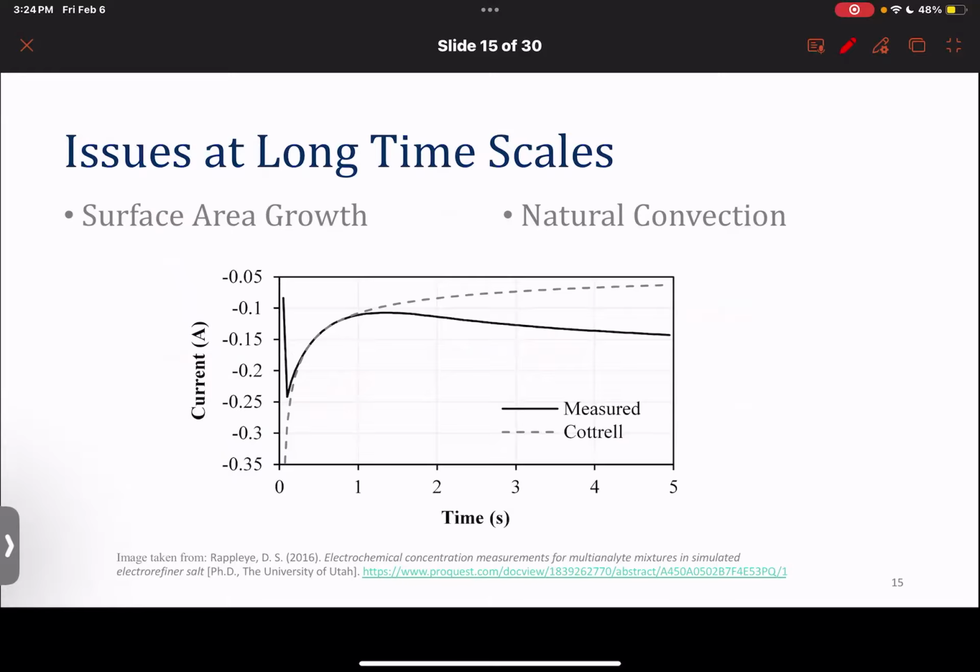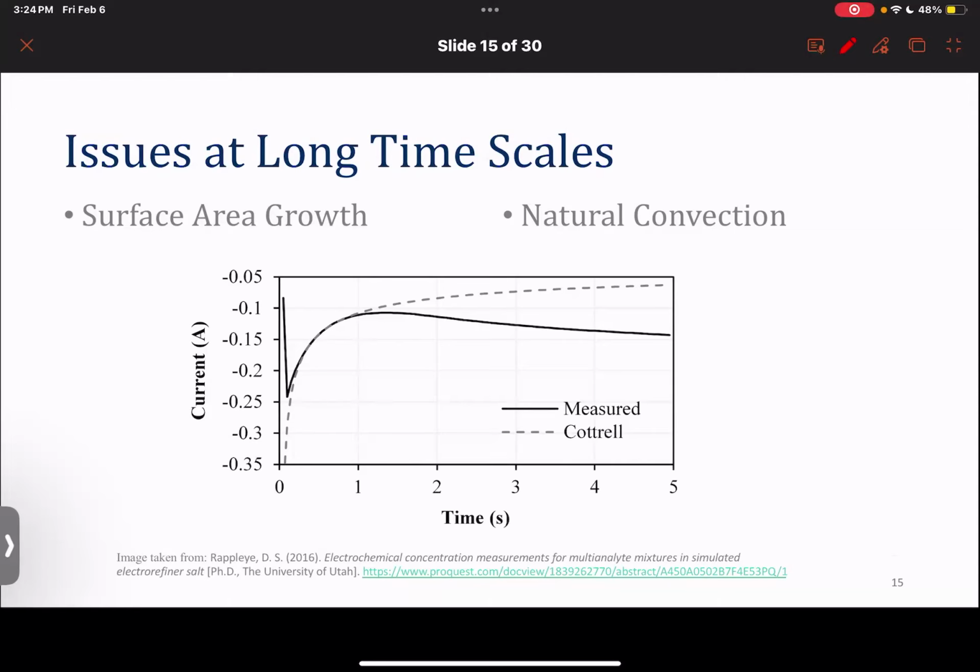Issues at long time scales include surface area growth. Again, if you're depositing a metal or some other insoluble product, that could be growing and changing your surface area. Natural convection can also cause you to deviate from the Cottrell equation, especially at long measurement times when that current has really decayed low, and now you could have some natural convection enhancing the mass transfer to the electrode.